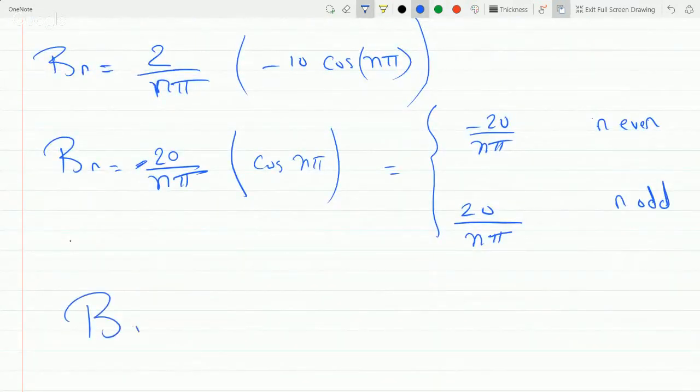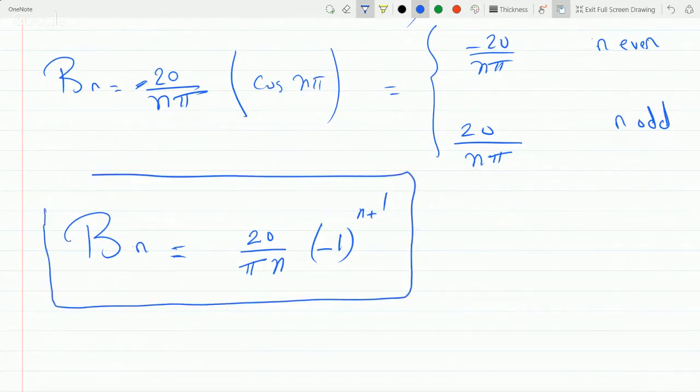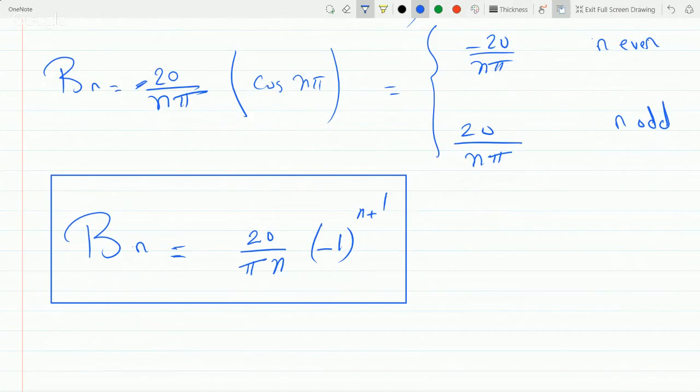So let's summarize this. We can actually write this explicitly as 20 over pi times n times minus 1 raised to the n plus 1. And what this minus 1 to the n plus 1 does is make it an alternating series. So if n is odd, this becomes even, and this whole thing becomes 20 over n pi. And if n is even, this becomes odd, and this becomes negative 20 over n pi. Bingo! We've determined our coefficients. We're almost there. These are the bn's.